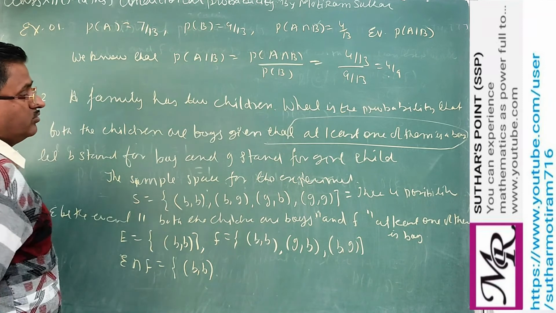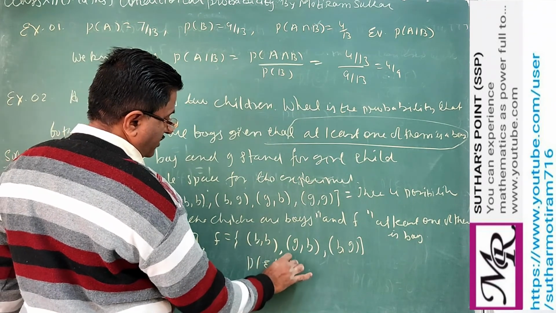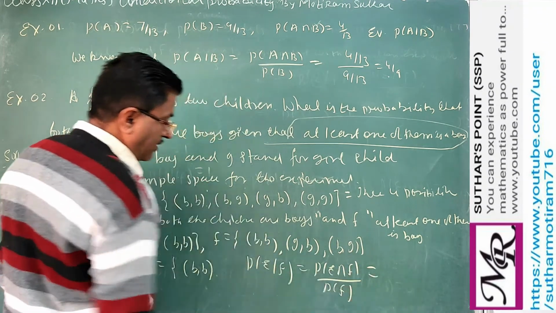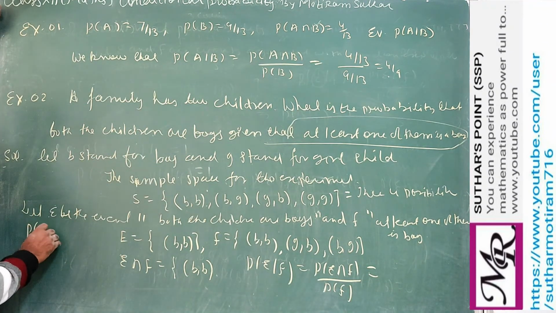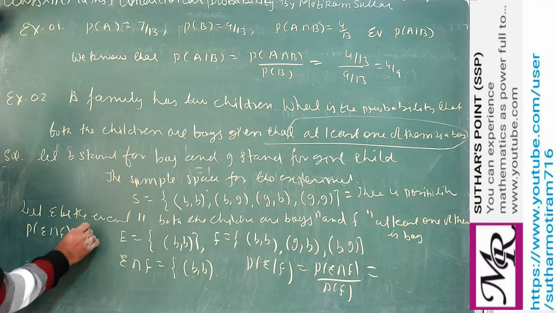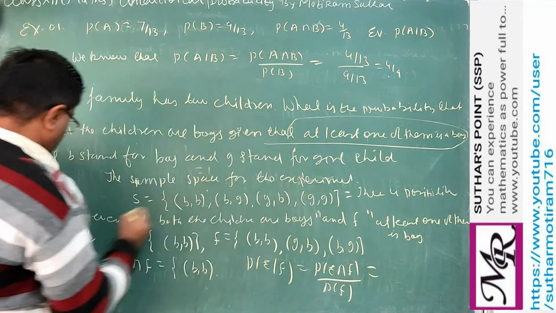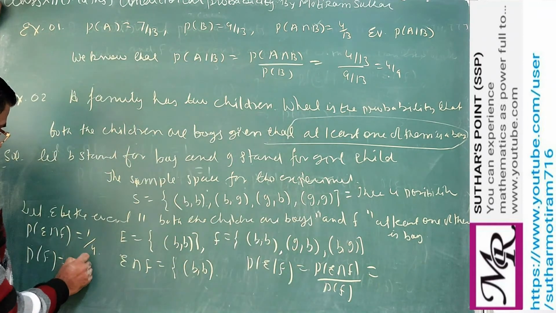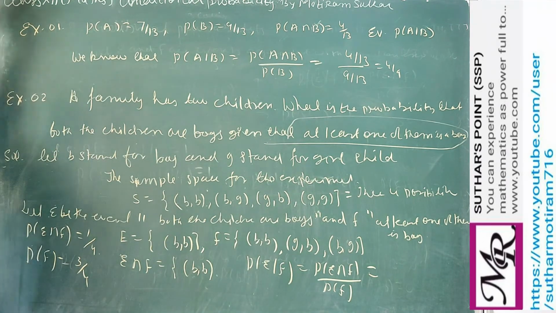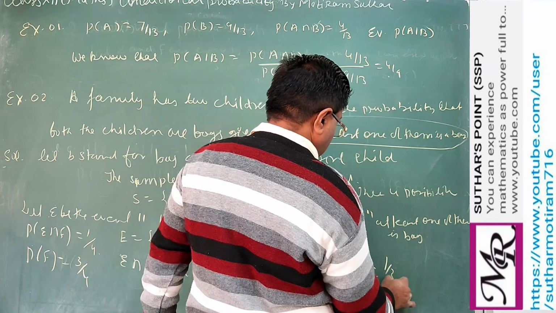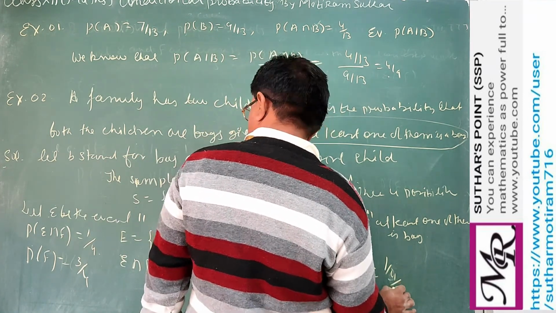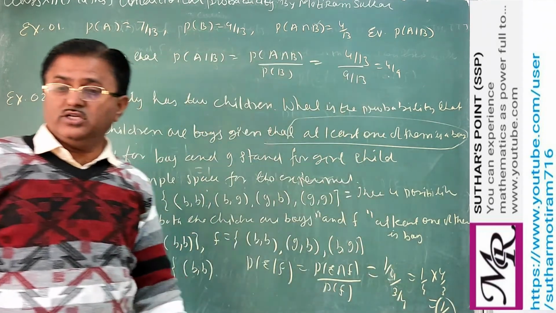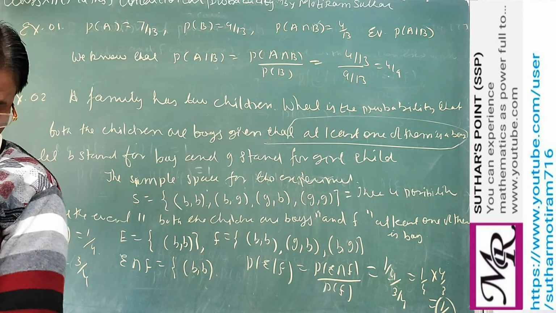Now we want to find P(E|F). That is the probability of E∩F upon P(F). So what is the probability of E∩F? One point common, total sample space points 1, 2, 3, 4. So 1 by 4. Also we need the probability of F. In F how many? 1, 2, 3. 3 upon total of the sample space 4. So these values you have to put in the formula: 1/4 divided by 3/4. So 1/4 into 4/3. That is 1 by 3.